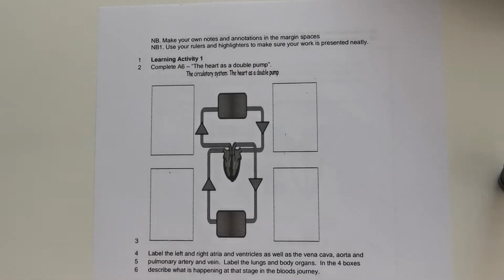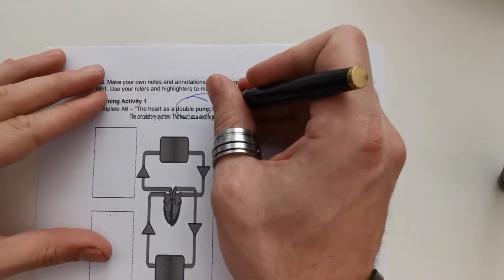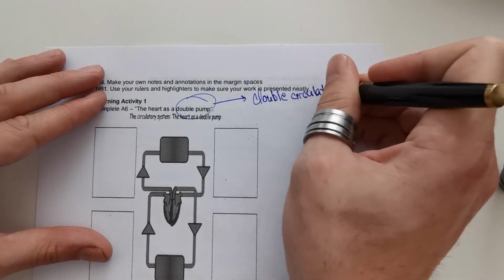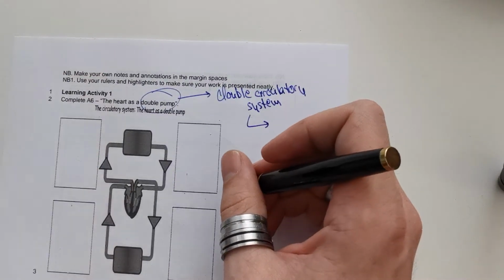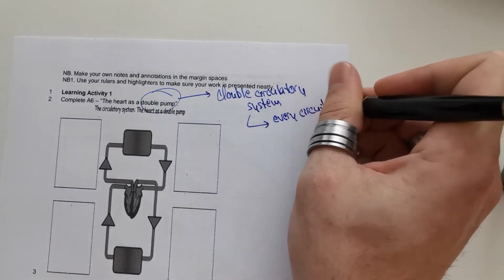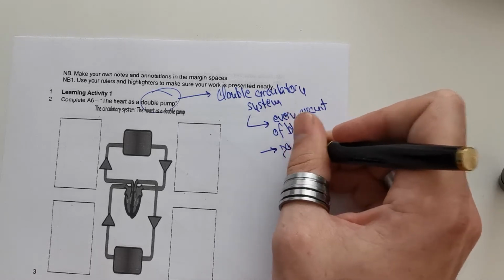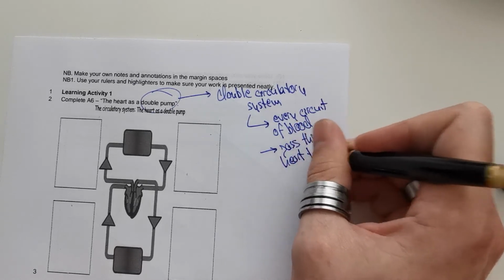Now, we've had a little discussion about this already. The heart is a double pump, or is part of the double circulatory system. Why? Because for every circuit of blood around the body, the blood has to pass through the heart twice.